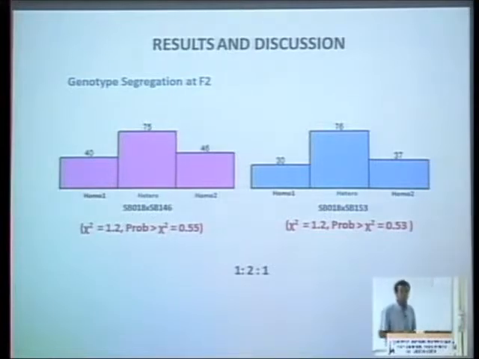This is the genotype segregation at F2. You see that in both populations, this is population 1 and this is population 2, two crosses. In both crosses, according to the chi-square test, there is no significant difference from a 1-to-1 distribution. So the population segregated as expected according to the chi-square distribution.